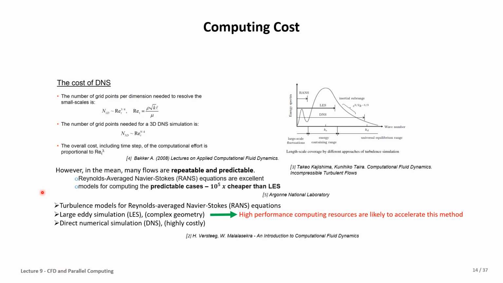This is not the cost, we can ignore it. So it means LES is costly in the computing. Then among these three methods, RANS, LES, and DNS, usually we use RANS or LES depending on the problem situation. However, high performance computing focuses on applying it to LES to accelerate the solution.